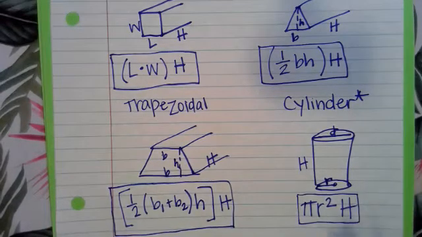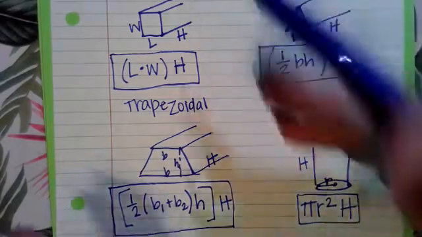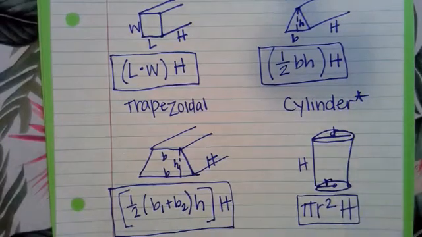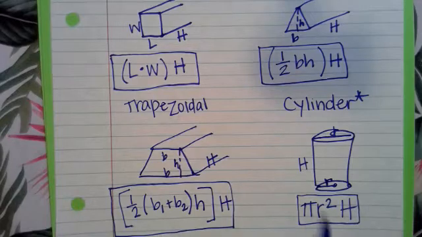So in all of these cases, all we did was take the area of the base shape, which you could think of as the front and back of the shape, or the top and bottom, depending on how the shape is oriented. So yeah, area of the base shape times the height.